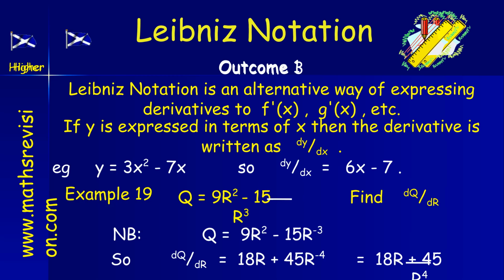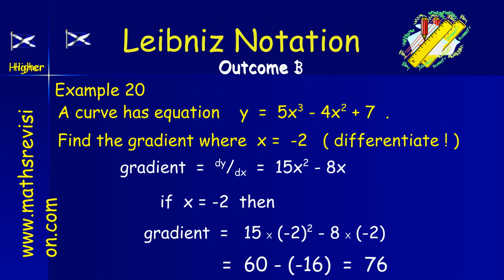Another useful notation is the Leibniz notation. While you are likely familiar with f prime of x, writing the derivative as dy over dx is a standard alternative, especially when y is expressed directly in terms of x. Let's apply this to an example. If a curve has the equation y equals 5x cubed minus 4x squared plus 7, the gradient is found by calculating dy over dx, which is 15x squared minus 8x.